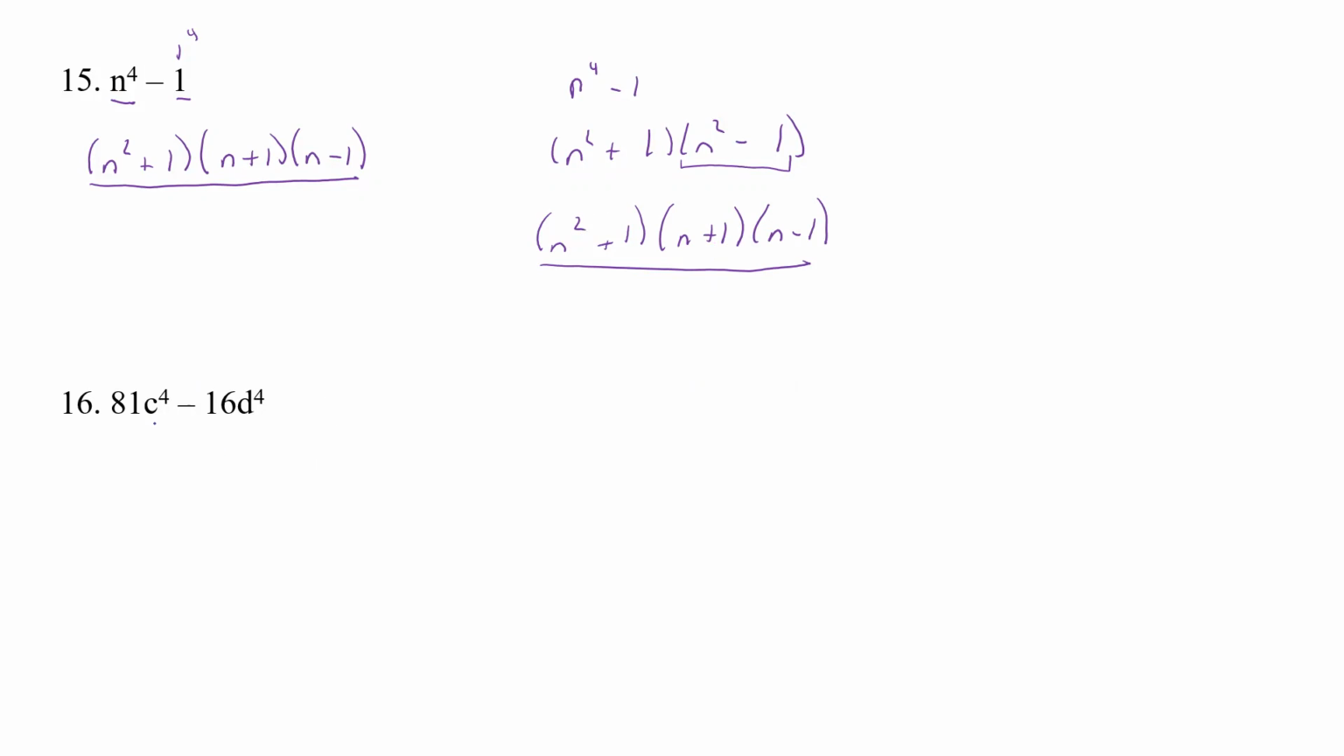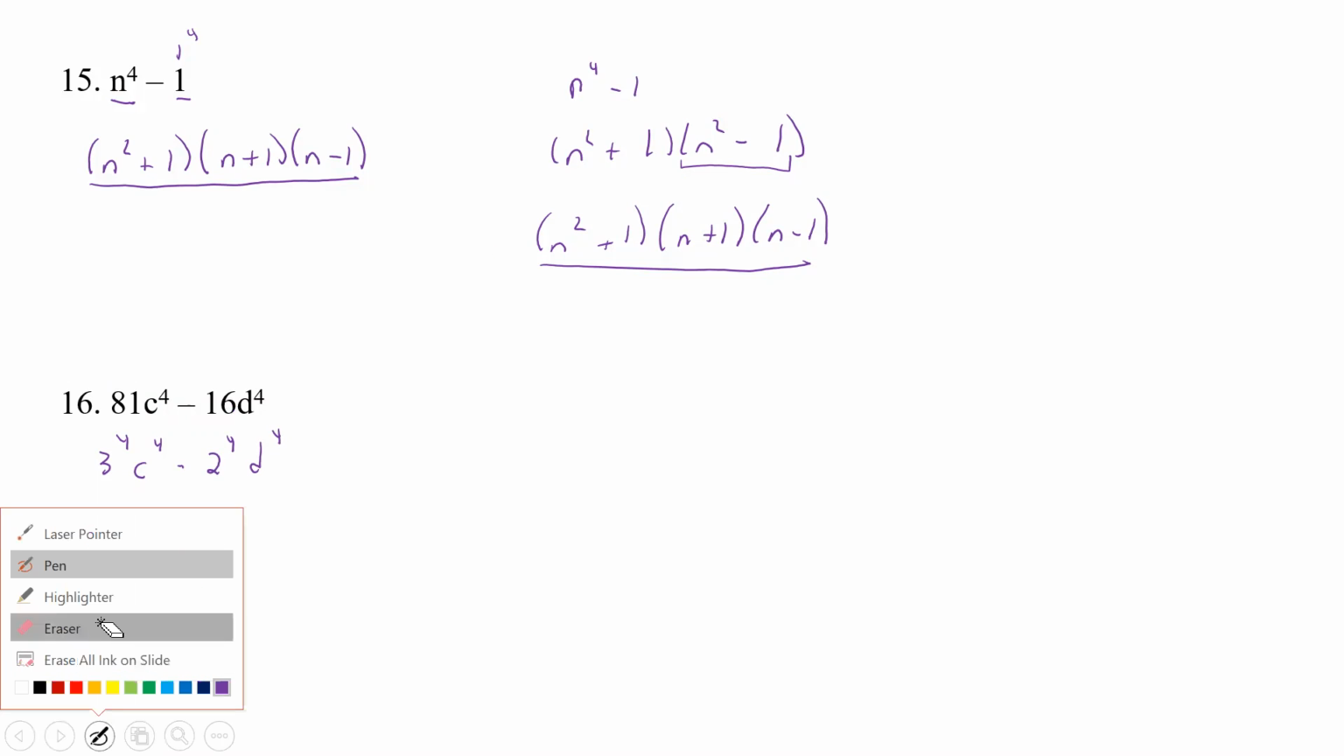All right. How about this one? Well, what is 81? Well, that's going to be 3 to the fourth c to the fourth minus, well, 16 is going to be 2 to the fourth d to the fourth. And so we're going to have something similar to this one. We're going to have a 3c minus 2d. And that's going to be, well, actually, let's do the plus first. We'll do our plus one first. We should do that always, if possible.